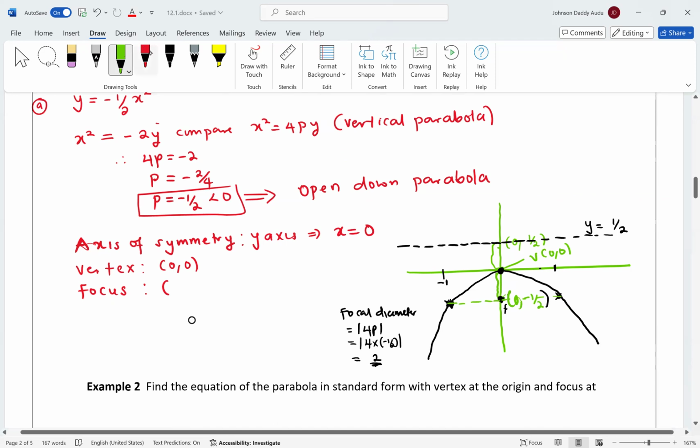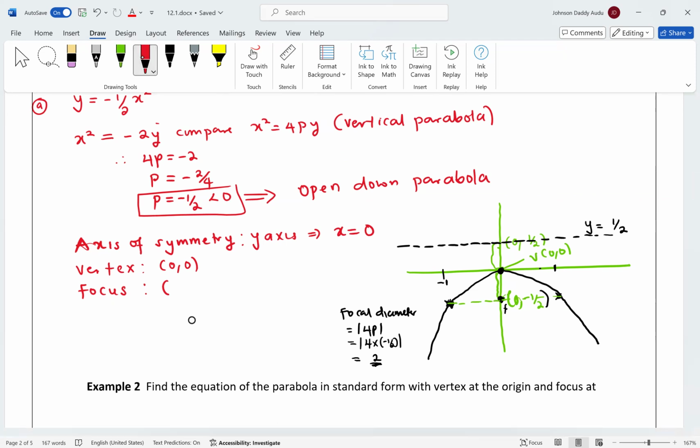Okay, now let's write down what we're asked to find. We're asked to find the focus. So clearly from the graph, you can see the focus is given by (0, what?), which is 0 and minus half. And what is the directrix? The directrix is the line y is equal to what? 1 over 2.